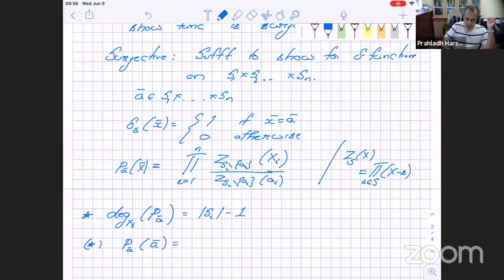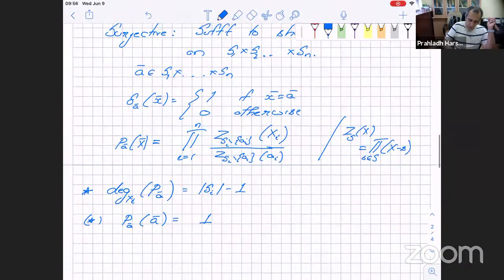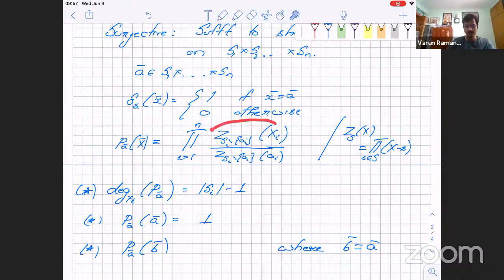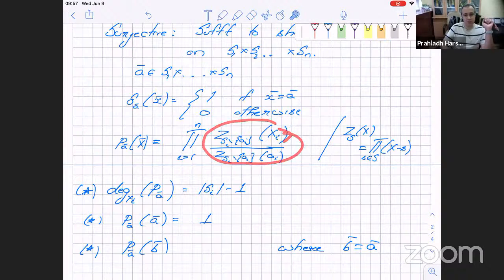That's 1. And let's look at P A bar of B bar, where B bar is not equal to A bar. So B bar is not equal to A bar. Therefore, there exists a B_i which is not equal to A_i. So you go to that particular i. In this, the numerator will become 0. So this is 0.